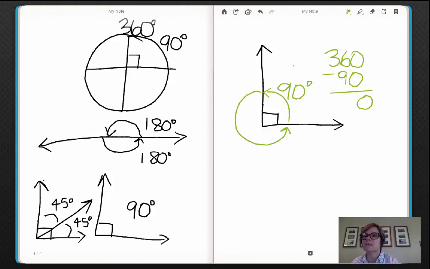So 0 minus 0 is 0. 6 minus 9 we need to borrow. So 16 minus 9 is 7. So that's 270 degrees right here.